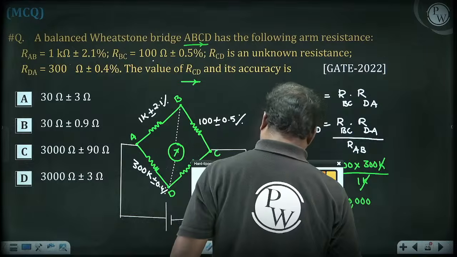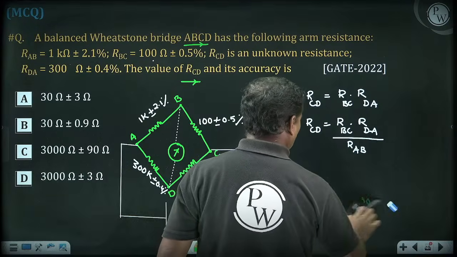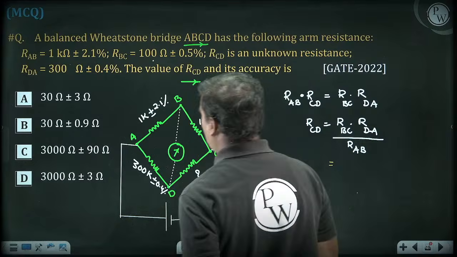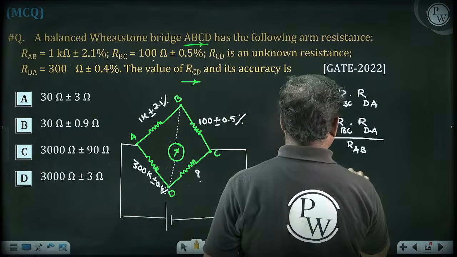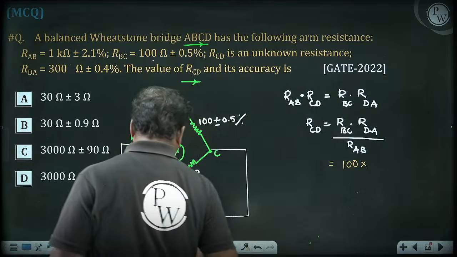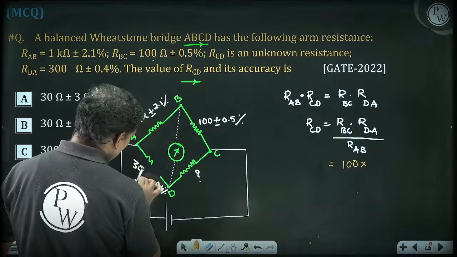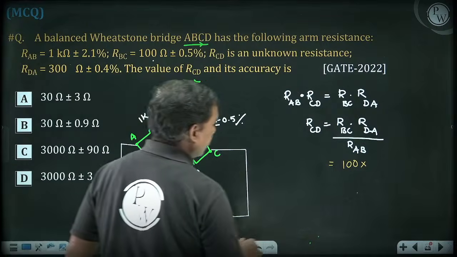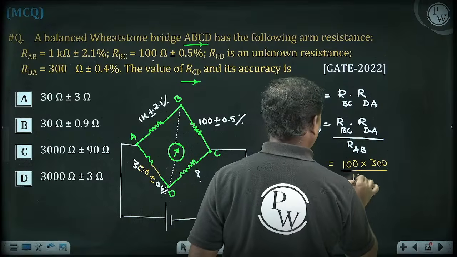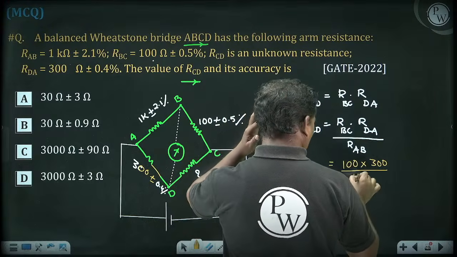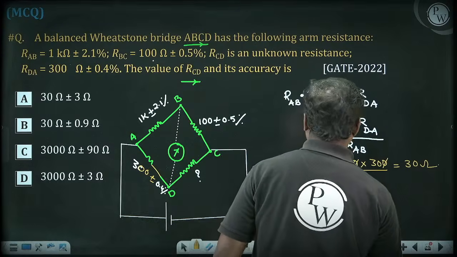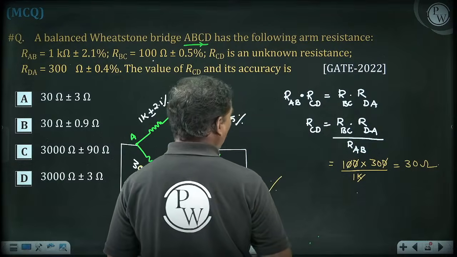So now let us see the question clearly. So what happens now? This will be RBC. RBC means 100. Next, RDA means 300. This is a printing mistake. So this is 300. Next, RAB means 1K. So the answer will be 30 ohms. Next, the percentage, what am I going to get?